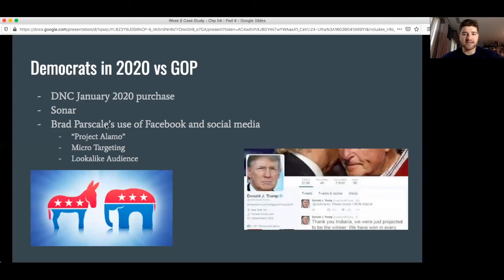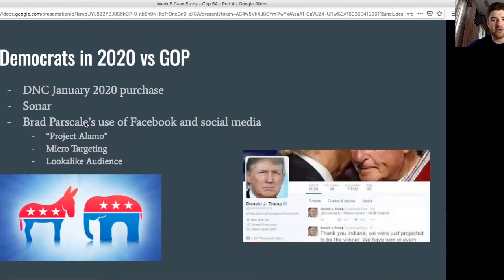So to start, the DNC purchased every phone number for every eligible voter in January 2020, meaning that their cell numbers are being merged into their eligible voter database. Also, they announced their new predictive analytics model, Sonar, which was said to increase their overall efficiency by 35%.